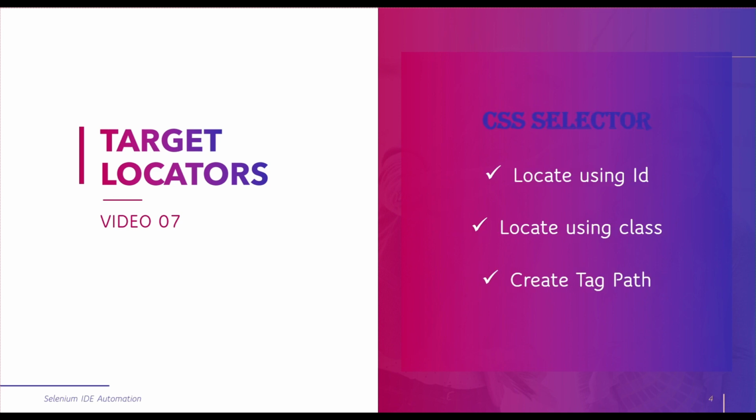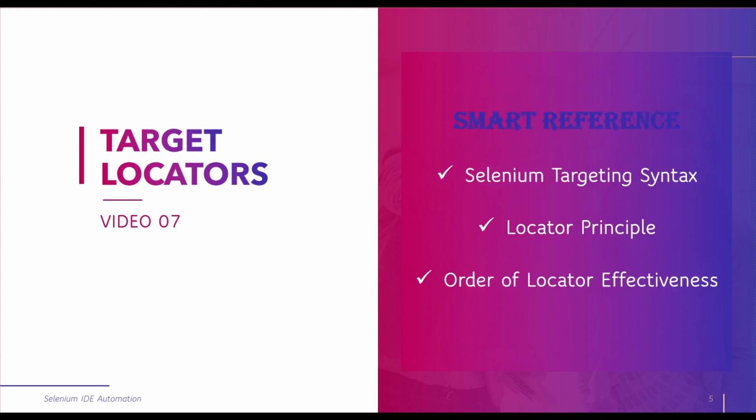And CSS selector. We can use ID for CSS selector, class, and I'll also show different ways to create tag paths that are unique to elements on the web. Finally, for these target locators, I will share Selenium targeting syntax, general locator principle, and the order of locator effectiveness. Are we to use name first, or CSS, or XPath? All this will be explained in this video.